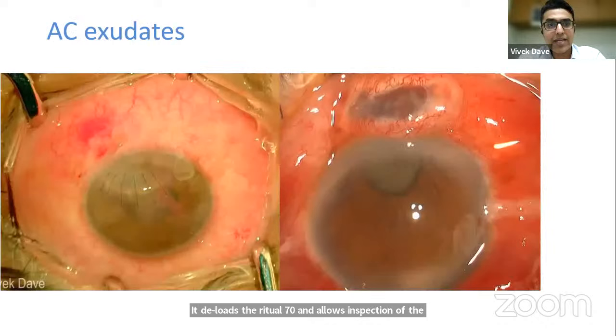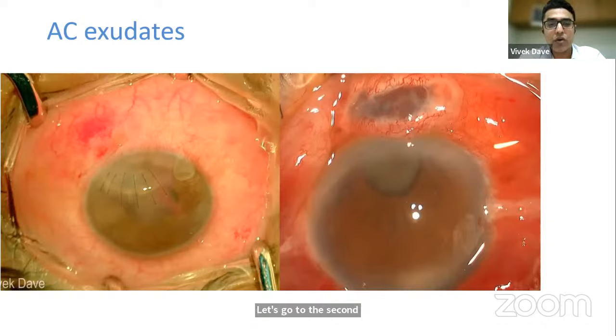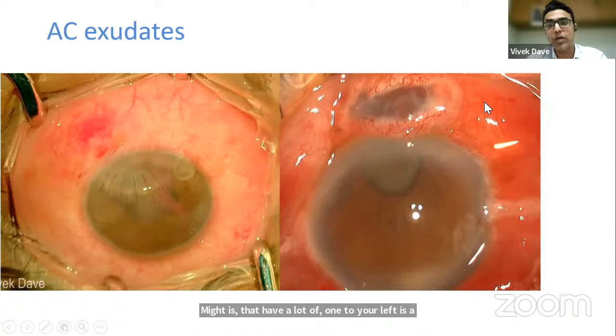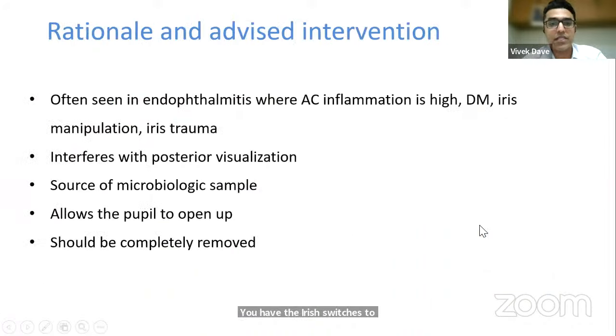Let's go to the second thing, AC exudates. Every now and then we will see cases of endophthalmitis that have a lot of AC exudates. The one to your left is a photograph with a repaired corneal tear and post-trauma endophthalmitis with AC exudates. The one to the right is something where the SICS cataract tunnel actually melted off. You have the iris which is prolapsing, the patient going into an endophthalmitis and having these AC exudates.